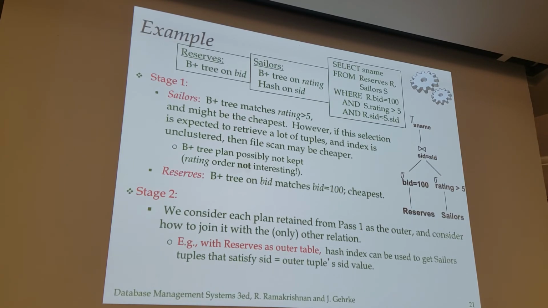We can estimate what it is based on whether or not the thing is clustered or unclustered, but let's say the thing on BID, which is going to give us 1/100th of the tuples, may end up being the cheapest. Certainly will be the best if it's clustered. Might be if it's unclustered.